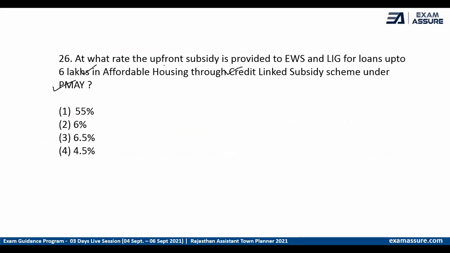At what rate is the upfront subsidy provided to EWS and LIG for loans up to 6 lakh in affordable housing through the Credit Linked Subsidy Scheme of PMAY? Okay, so this is the question. Again, here we can take the general rule that we normally avoid the highest and the lowest values, and we can just eliminate these and have our middle two as the options. And out of 6% and 6.5%, you must be aware which should be correct.